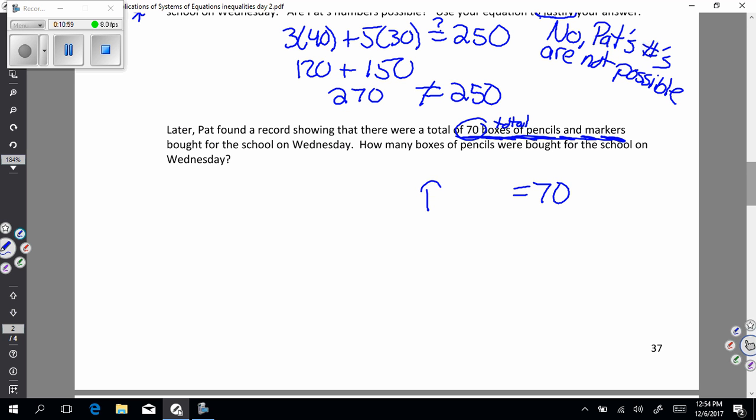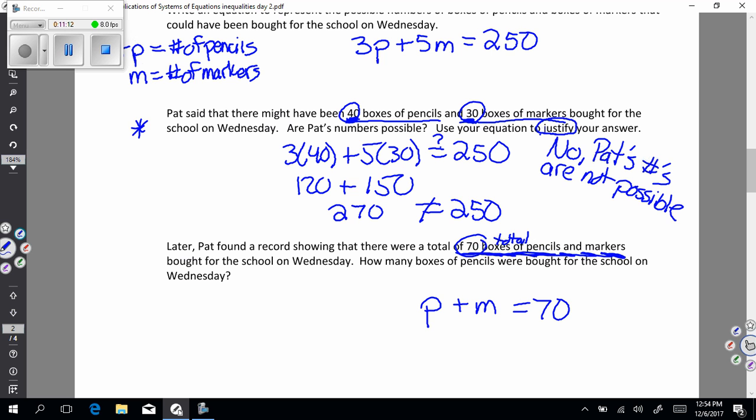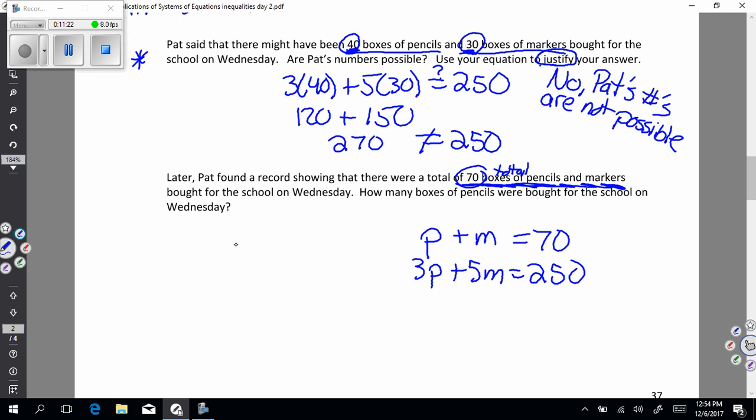Remember, we let P be our boxes of pencils and M be our boxes of markers, so P plus M must be 70. But I already knew that on Wednesday they spent $250. So I'm going to use this equation from up above, this 3P plus 5M equals 250. Now I have a system that I can solve.